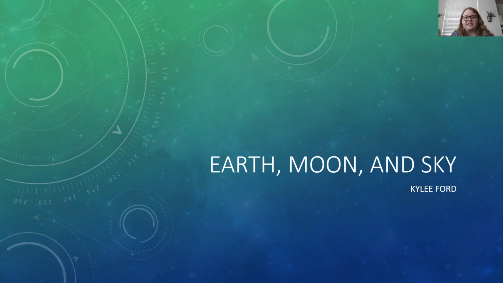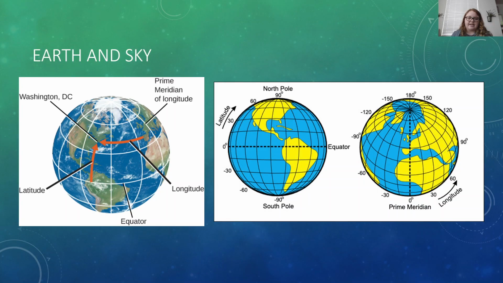Today we're going to be exploring the Earth, Moon, and sky. So let's go ahead and start with the Earth and the sky. The first thing we want to know is how to navigate Earth. We have here two different depictions of this. We have coordinates that we use in order to navigate our Earth. That way we can get a very specific value of where some destination is or just some places.